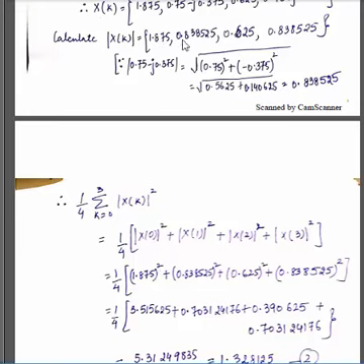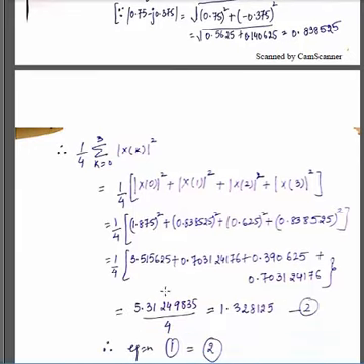X of 1 absolute value is 0.838525 whole square. X of 2 absolute value is 0.625 whole square, and absolute value of x of 3 is 0.838525 whole square. So by doing calculations, it becomes 5.31249835 whole divided by 4, that is equal to 1.388125. That is equation number 2.